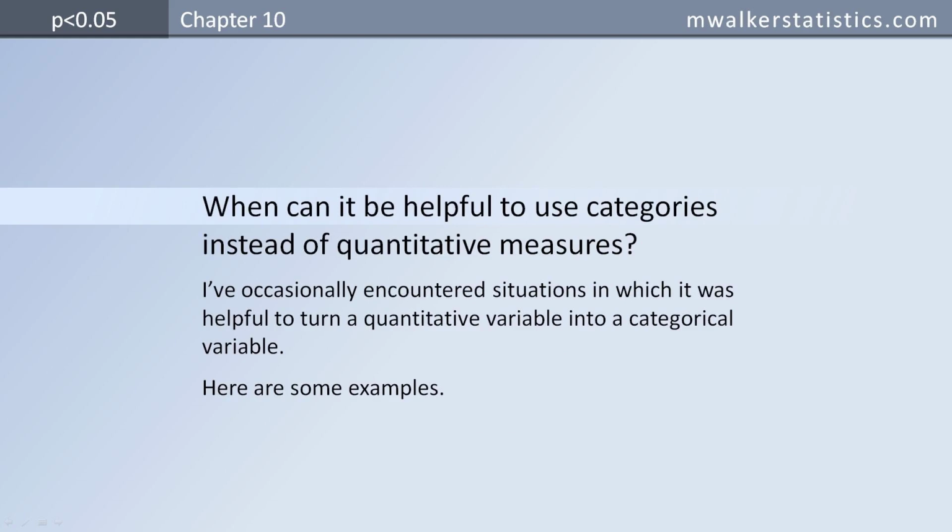When can it be helpful to use categories instead of quantitative measures? I've occasionally encountered situations in which it was helpful to turn a quantitative variable into a categorical variable. Here are some examples.